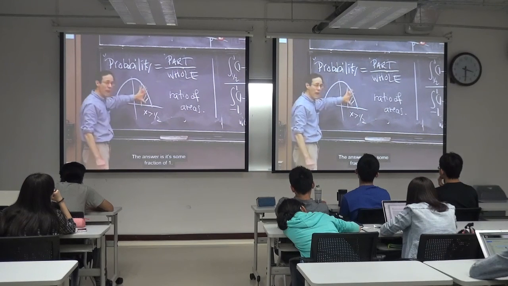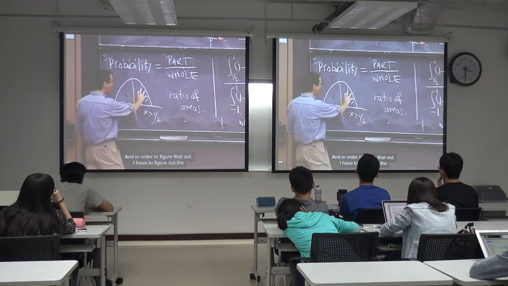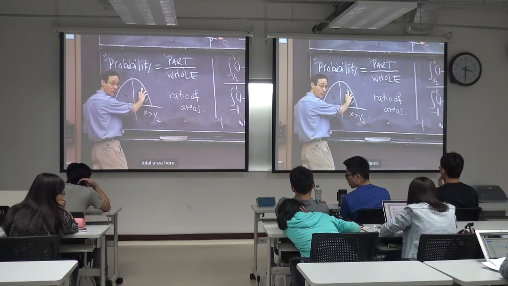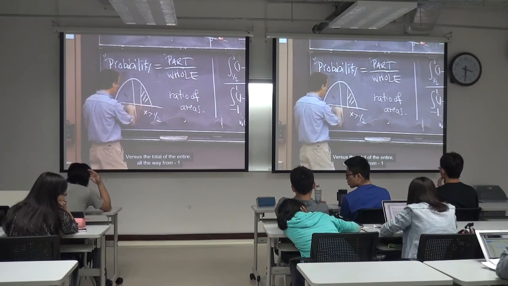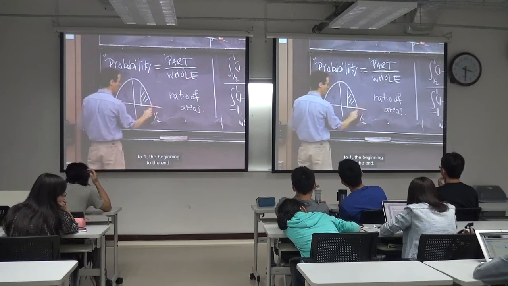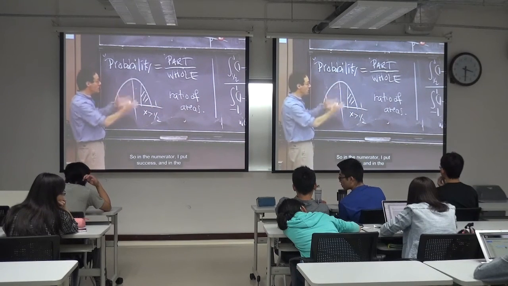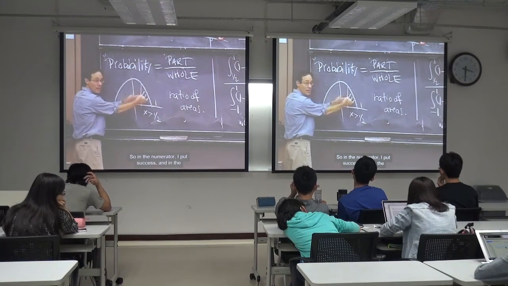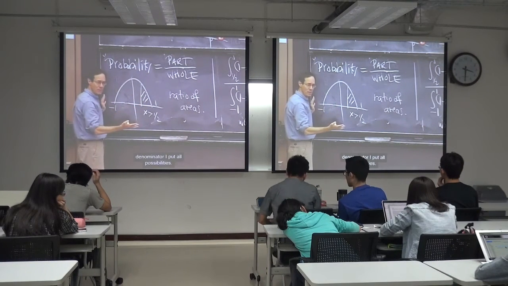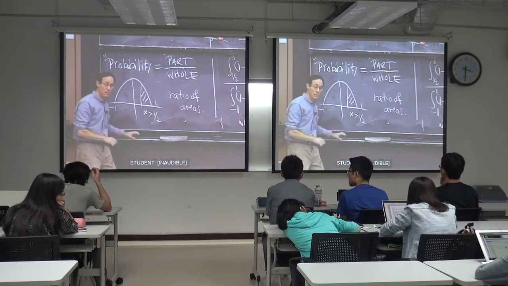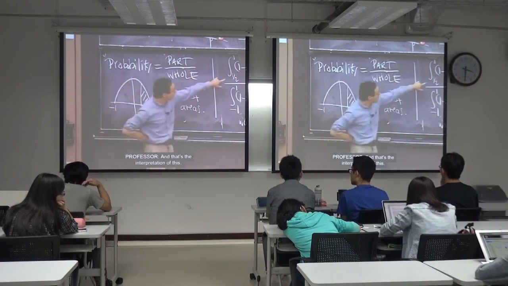The answer is it's some fraction of 1. And in order to figure that out, I have to figure out the total area here versus the total of the entire thing, all the way from -1 to 1, the beginning to the end. So in the numerator, I put success. In the denominator, I put all possibilities. And that's the interpretation of this.